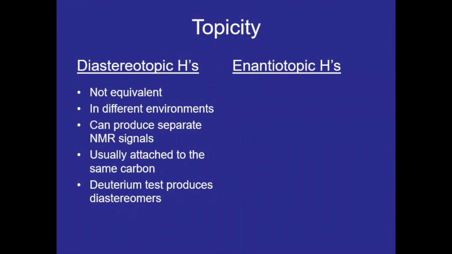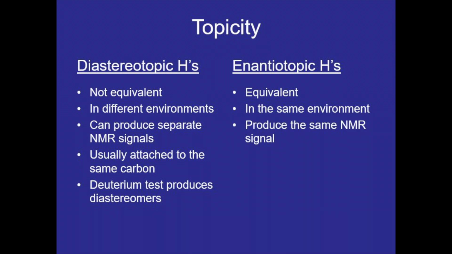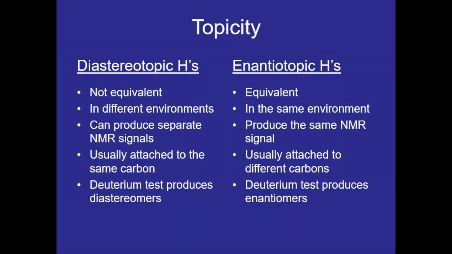These hydrogens are basically the opposite of diastereotopic hydrogens. They are equivalent because they will be in the same chemical environment and will produce the same NMR signal. They're usually attached to separate carbons, and when we perform the deuterium test, the two structures produced will be enantiomers of each other. When analyzing these kinds of hydrogens, we have to consider the 3D structure of the molecule. So let's look at this alcohol as an example.